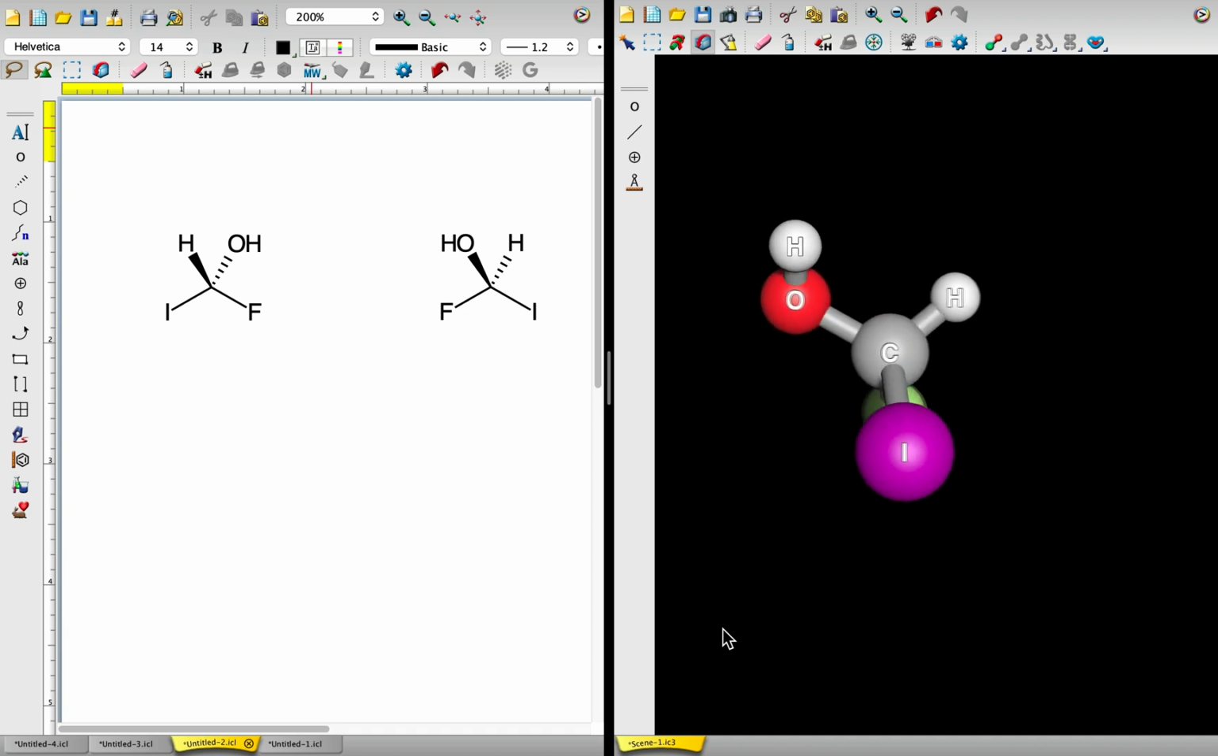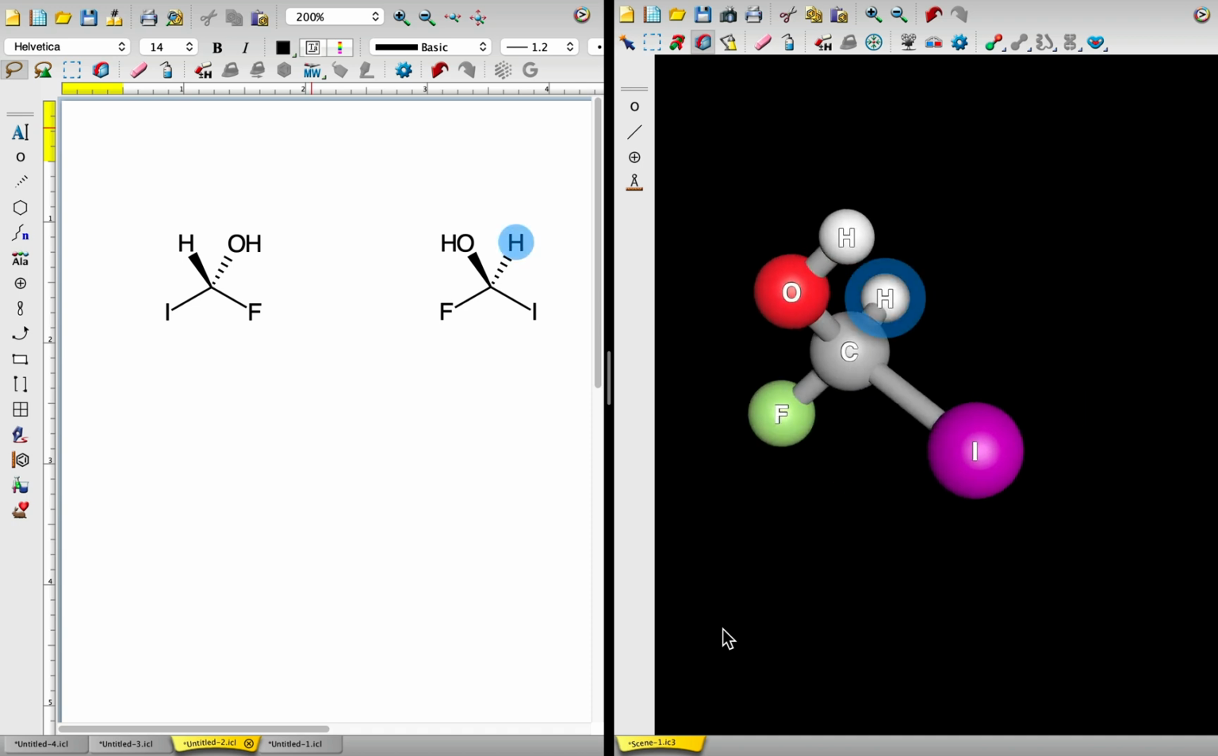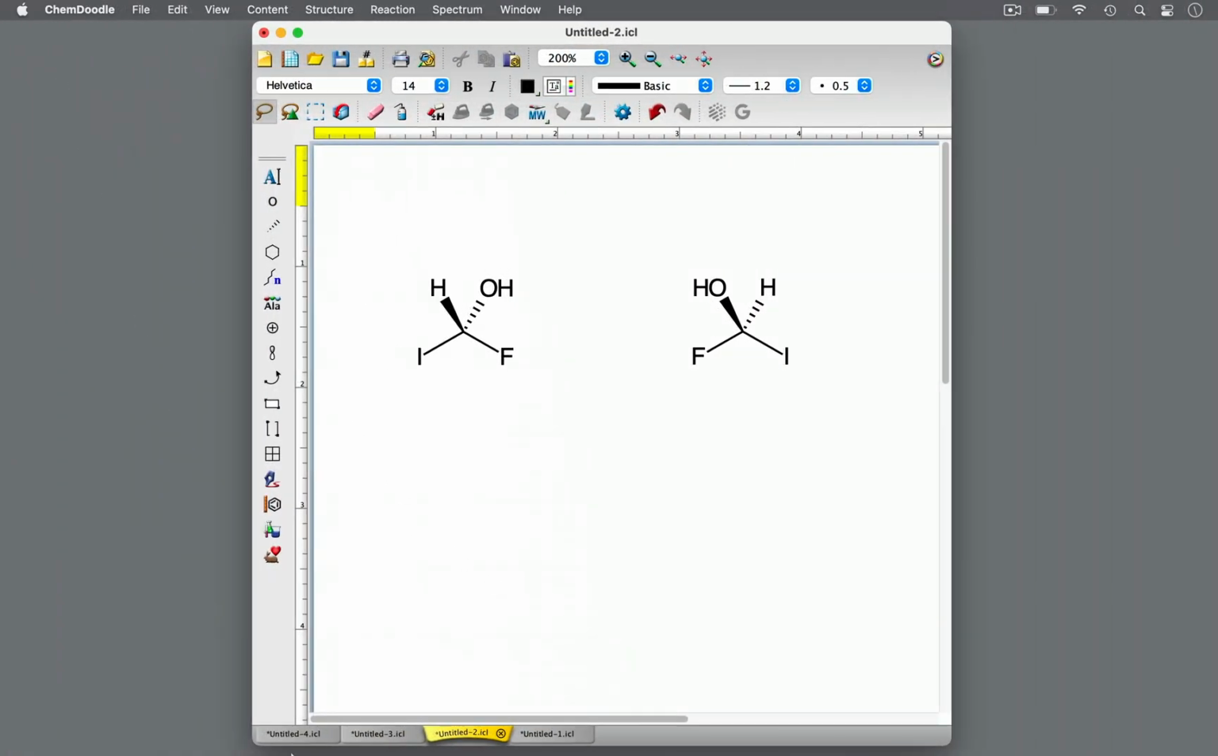Flipping the molecule over orients the lowest priority group, the hydrogen, away from us. Now it's easy to determine the absolute configuration of the chiral center. Iodine has the highest atomic number, 53, so it's priority 1. Fluorine has the next highest atomic number of 9, so it's priority 2. Then comes oxygen with an atomic number of 8 at priority 3. Last is hydrogen. Drawing an arc from priority group 1 to 2 to 3, the arrow direction is clockwise.